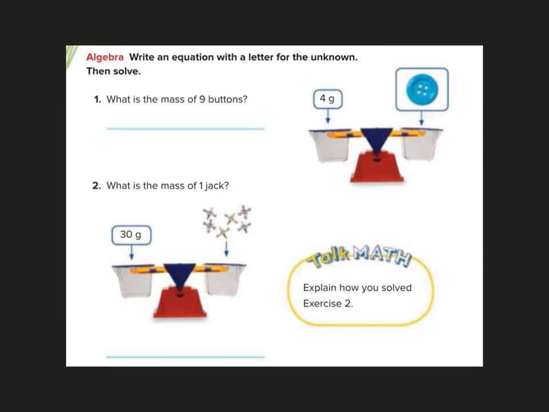Algebra. Write an equation and solve with the letter for the unknown. So what is the mass of 9 buttons if the mass of 1 button is 4 grams? So I need to do 9 times 4 equals m for mass. 9 times 4 gets me to 36. So the mass is 36 grams. I better get my unit in there, my label.